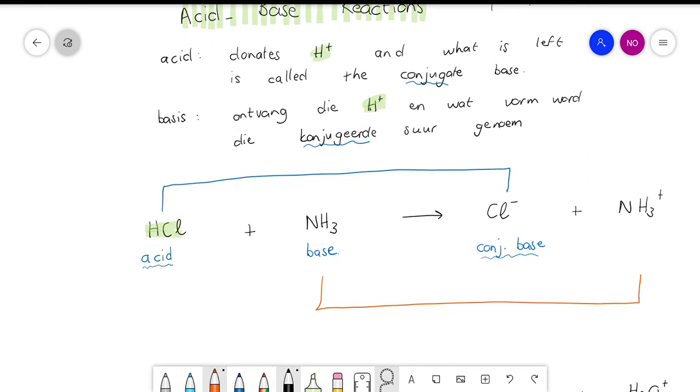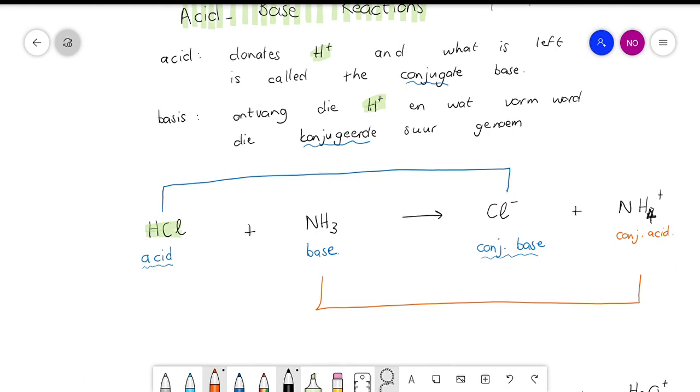Goed, so wat is die verskil tussen hierdie NH3 wat ons aan die linkerkant het en die NH4 plus aan die ander kant? In the process, it gained a proton. In other words, this has to be the base, and once it gained the proton, it formed a conjugate acid. En later as julle in graad 12 kom, gaan julle sien hoekom dit belangrik is.